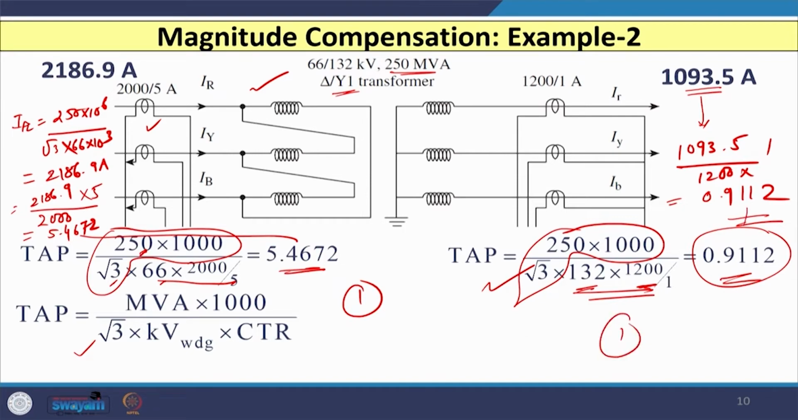So, whether we consider the change in the primary side current or the secondary side current, even if both are entirely different, we will still get the appropriate magnitude compensation in the case of a digital relay.